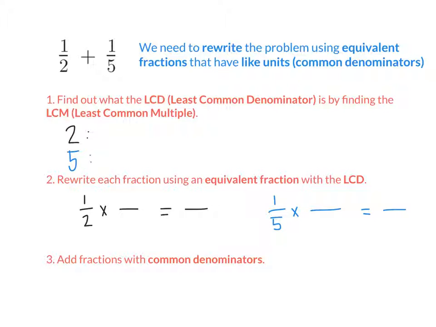If we want to add two fractions that do not have the same units, 1/2 and 1/5, for instance, we need to rewrite the problem using equivalent fractions that have like units. Like units just mean that they have the same denominator. If something is in common, it means it's the same, right? So we need to change them so that they have common units, like units, okay?